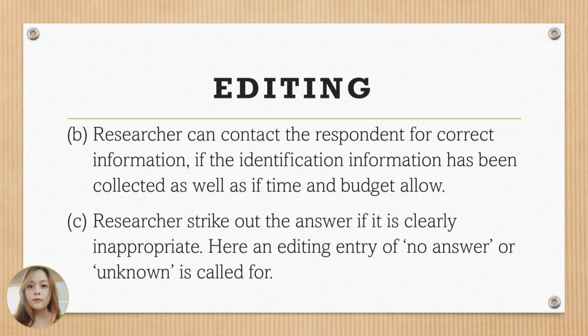And the last one, the researcher strikes out the answer if it is clearly inappropriate. Here, an editing entry of no answer or unknown is called for. This procedure, however, is not very useful if your sample size is small, as striking out an answer generates a missing value and often means that the observation cannot be used in the analysis that contains this variable.